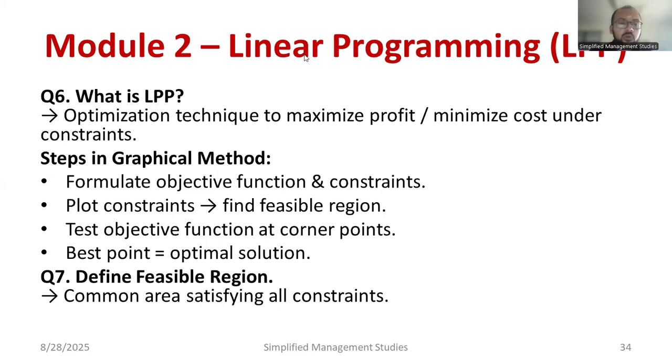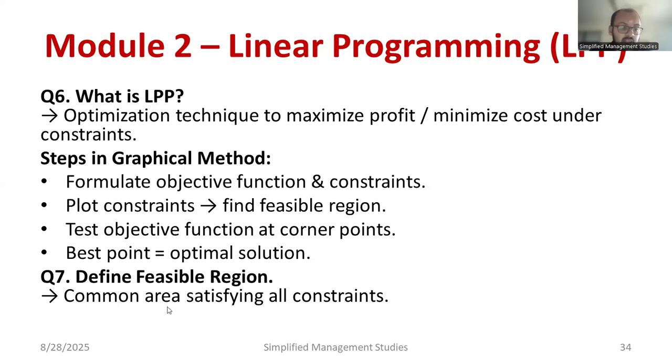Coming to unit number 2, it is linear programming problem, LPP. What is LPP? It is an optimization technique to maximize the profit and minimize the cost under different constraints. So what do you mean by graphical method of LPP? Formulate the objective function and constraints, later plot the constraints and find the feasible region, and test the objective function at the corner points and find the best point. You have to identify the best point. That is known as optimal solution. These are the different steps involved in the graphical method.